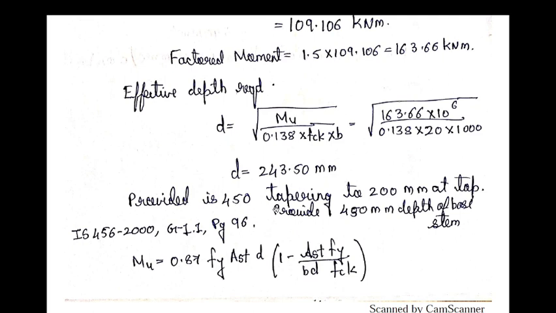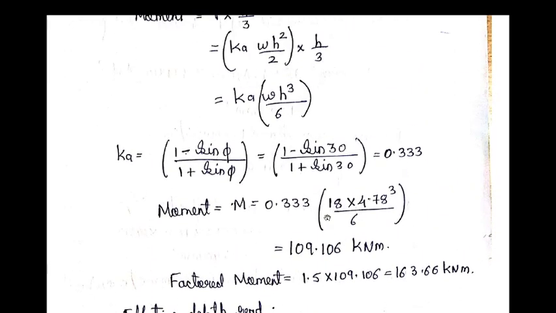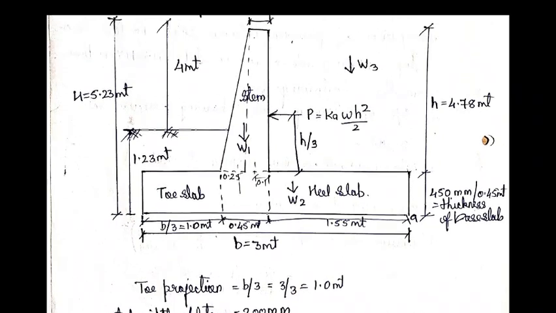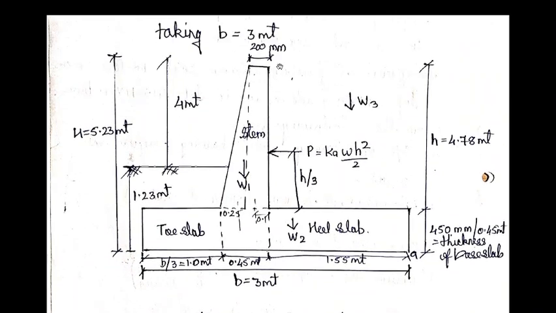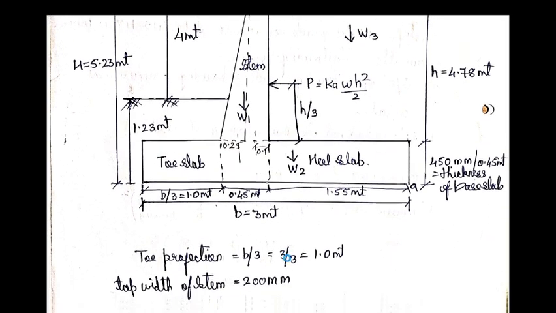So what we did is we provided a tapering stem. It is not mandatory that you have to provide a tapering stem, but just to save the material, as there is not much necessity. So we provided a 200 mm width at the top and provided 450 mm depth at the base of the stem. So this is how we worked out. Let me go back and show you how it worked out. In the diagram, if you see here, 200 mm at the top of the stem and 450 mm at the bottom of the stem. So this is how the dimension was discussed.